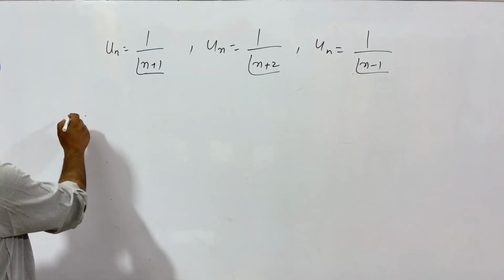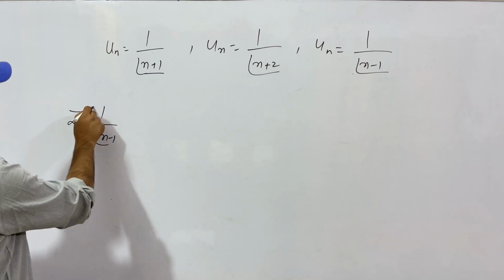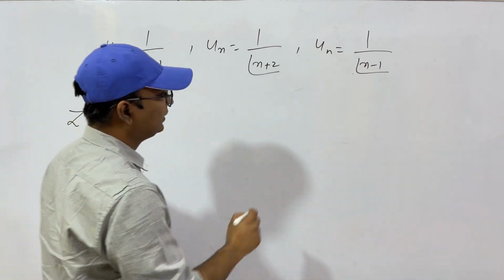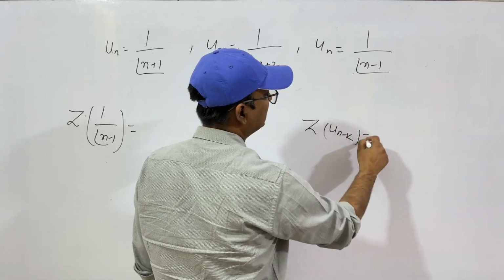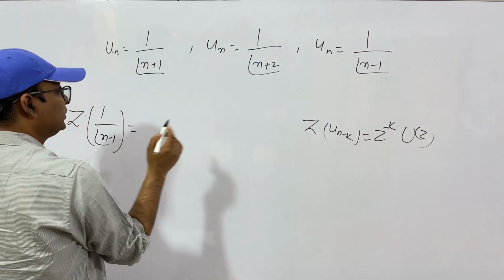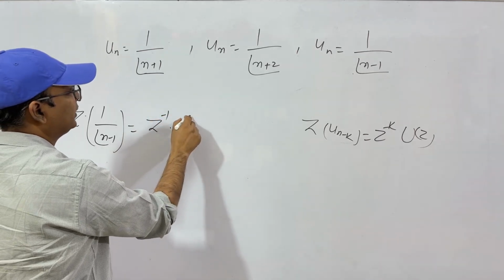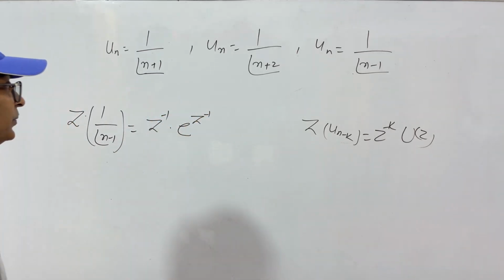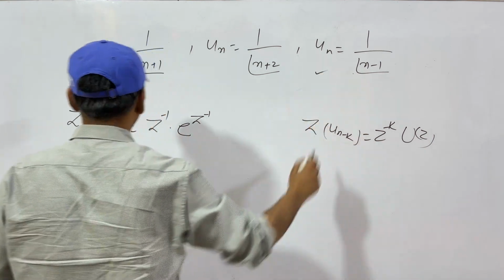Let's start with that. Z transform of 1 by factorial n minus 1. You have seen that Z transform of u(n minus k) is basically z to the power minus k U(z). So we'll put k as 1 here, so it will be z to the power minus 1 and then U(z), that is e to the power 1 by z. So this is the answer. Okay, so for the first one we have the result.